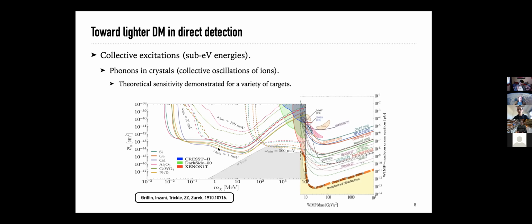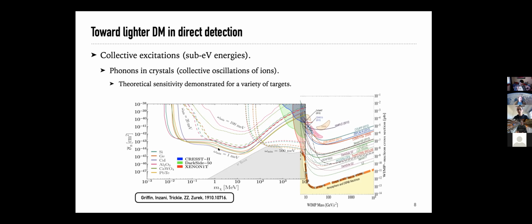And the cartoon picture is that in the crystal target, this is showing a ferromagnet where all the ionic spins are aligned in the ground state. And when the dark matter comes in, if it couples to these ionic spins, you can trigger one of these spin excitation modes, or a spin wave in the classical picture. So this is something that we proposed back in 2019.